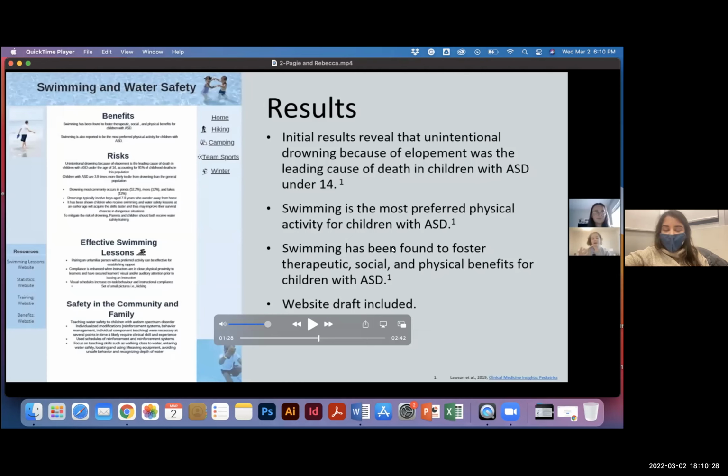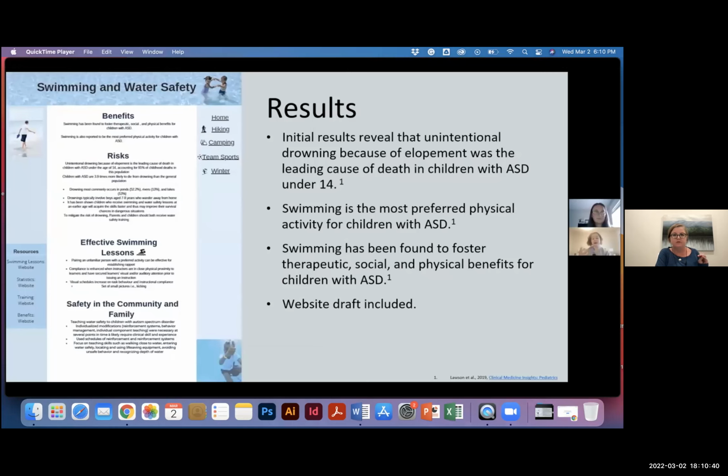This was fine. Great. Website draft included. Comment might be to just define elopement first, that children with autism tend to wander, and this is called elopement, because I think the bullet point was said and then elopement was defined. So I kind of got distracted trying to figure out what they mean by elopement.